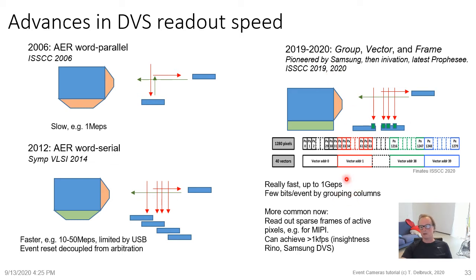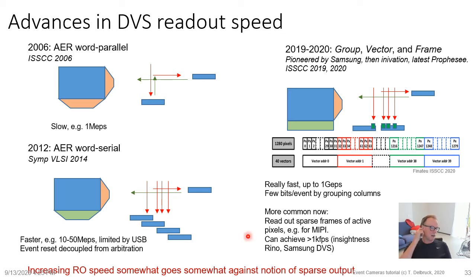And in fact, Samsung and Insightness are now pushing the idea, instead of reading out these events event by event, you simply read out sparse frames of active pixels. For example, this is much better for interfacing to things like MIPI, Mobile Industry Processor Interface. It's just more compatible to be able to read out frames, sparse, highly compressed frames of events. And they can achieve nowadays easily kilo frame per second or 2 kilo frame per second in these sensors, reading out these compressed frames of active pixels.